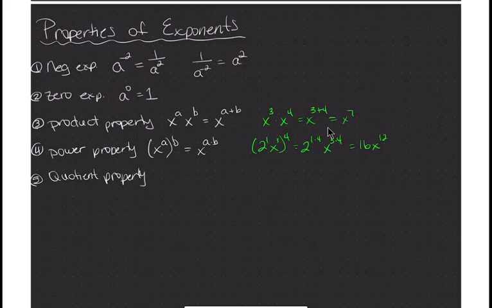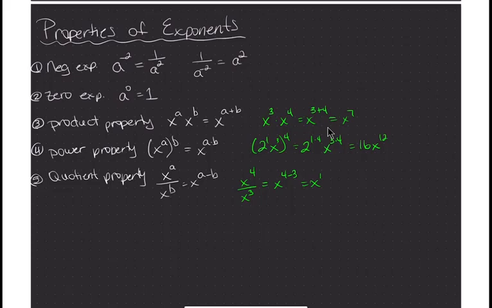Quotient means divide. So let's say we have x to the a power divided by x to the b power. Since they have the same base, this equals x to the a minus b. For example, if we had x to the fourth over x to the third, this would be x to the top minus the bottom, which is going to give us x to the first, or just x, right?